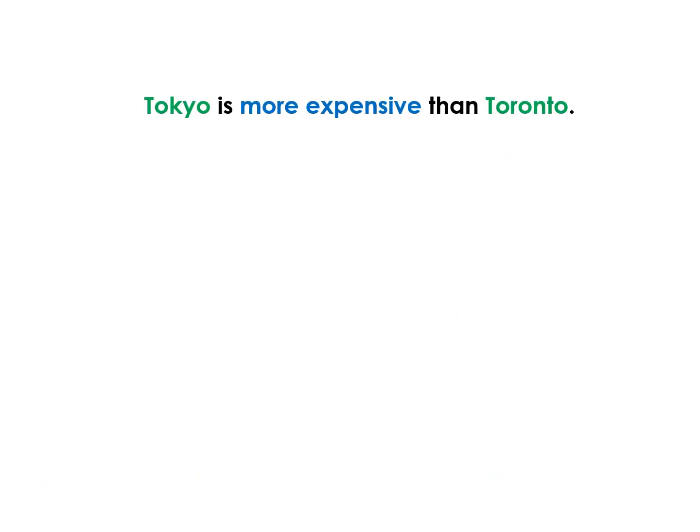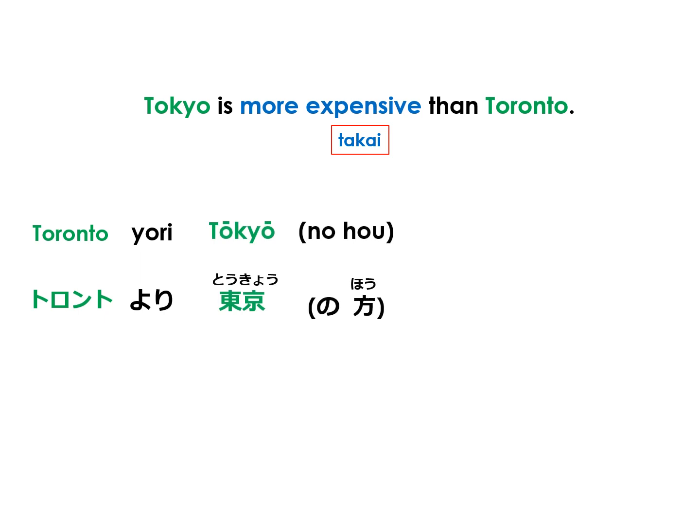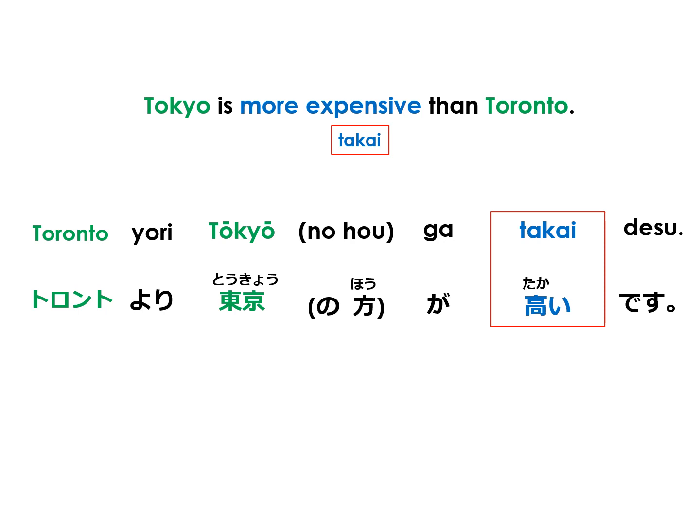Another example, Tokyo is more expensive than Toronto. Tokyo is the winner, Toronto is the loser. The Japanese word for expensive is takai. We start with the loser, Toronto yori. Then the winner, Tokyo no ho. Then the particle ga. Then the adjective takai. And close with the verb desu. Toronto yori Tokyo no ho ga takai desu. Or Toronto yori Tokyo ga takai desu.